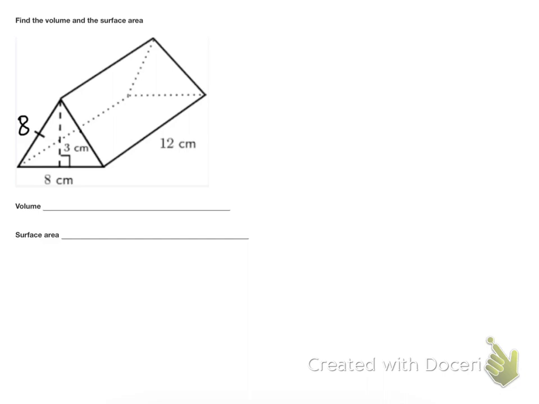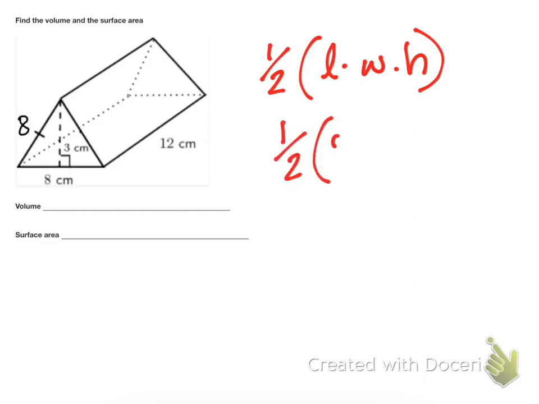So let's see. Volume. When we know this, it's a triangle, so it's going to be 1/2. But we're still following our same thing. Length times width times height. So just to go through, let's say it's 1/2. Our length is 8. Our width, right? So we've got our width is 12 and our height is 3. Length, width, height. Doesn't matter. So we have all of that to find our volume.